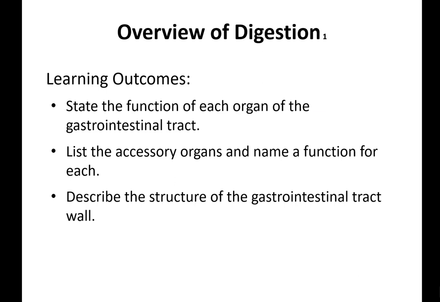Overview of digestion. Learning outcomes are: state the function of each organ of the gastrointestinal tract, list the accessory organs and name a function for each, describe the structure of the gastrointestinal tract wall.